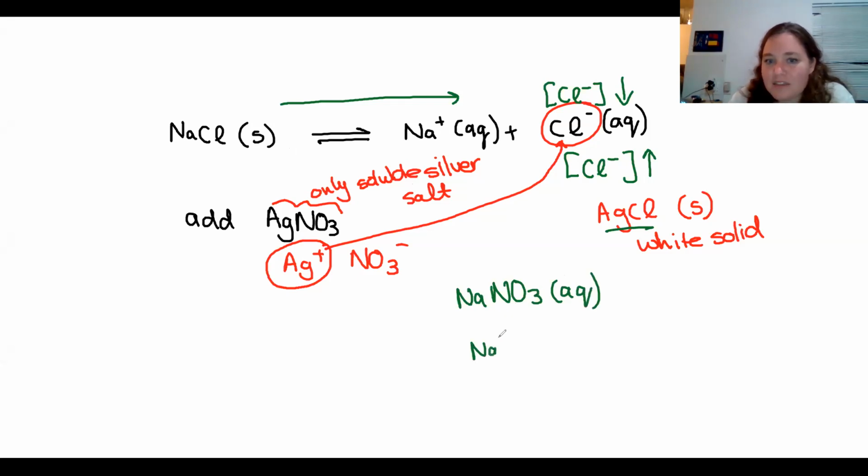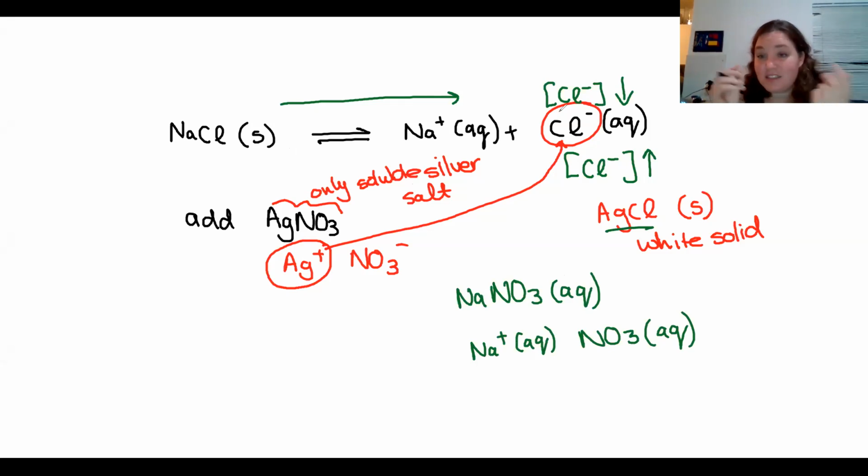So the Na+ will remain aqueous, and the NO3- will remain aqueous, and their concentrations won't be changed. It's only when two ions bond together to make, in this case, a solid precipitate that they're no longer going to remain in solution, and their concentration will disappear. Okay, not completely. It depends on how much silver we add and how much chloride there was, but it'll reduce drastically.